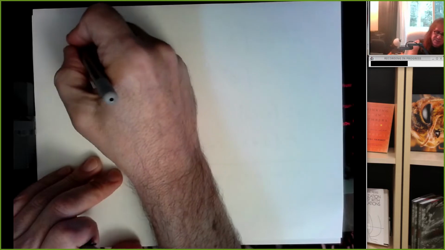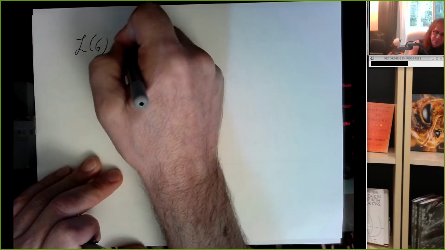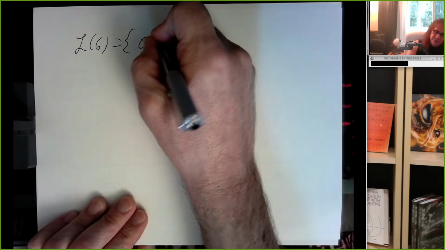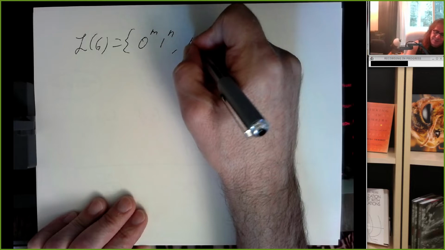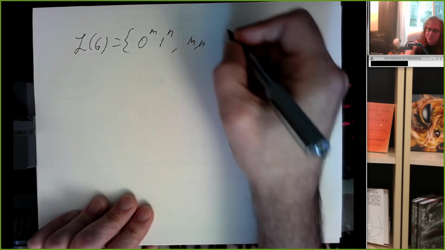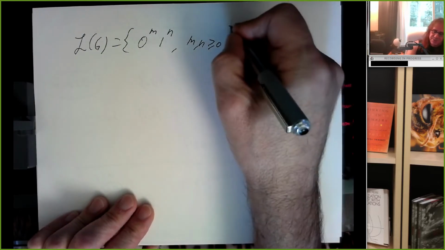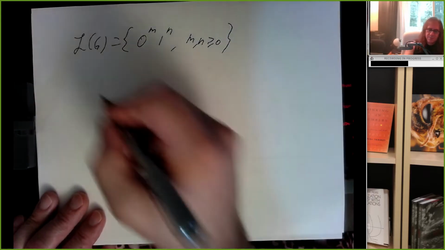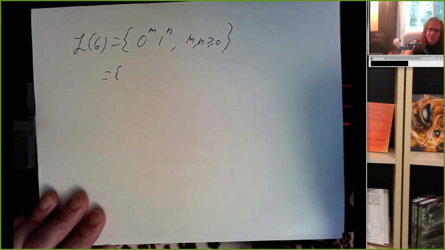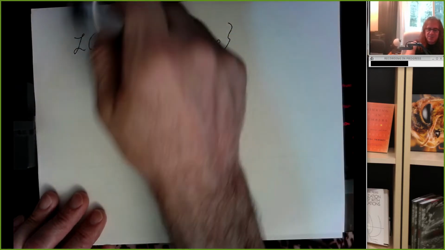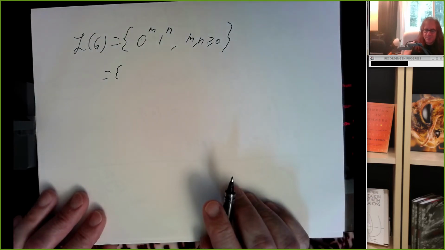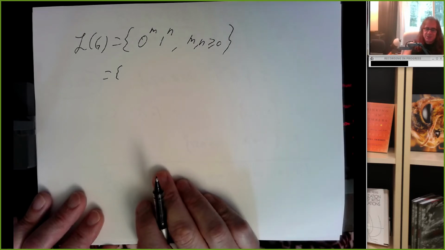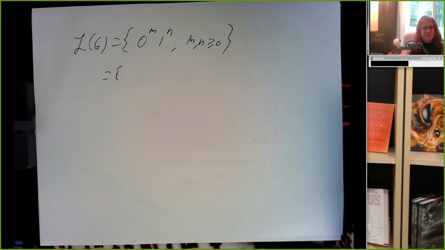So let's try a similar problem. Let's suppose that our language consists of 0 to the m, 1 to the n, where m and n are integers and they're each bigger than or equal to 0. So let's just name some exact strings that would be part of this language. Using this compressed notation for strings, what would be some strings that are part of L of G?